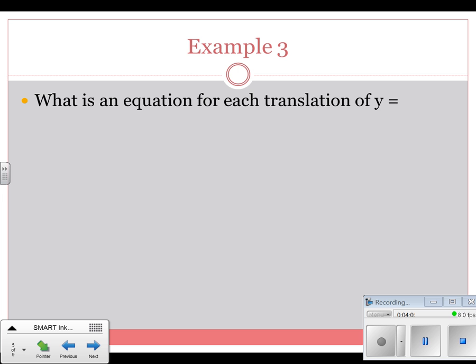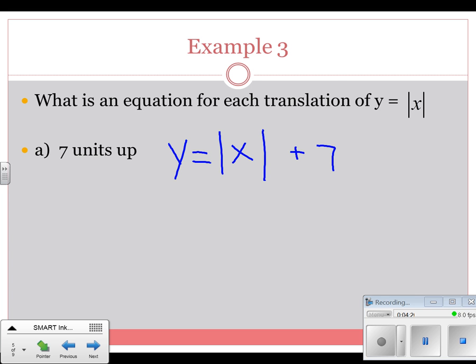So what is an equation for each translation of y equals the absolute value of x? If you're going 7 units up, that would be y equals the absolute value of x plus 7. If you are going 5 units down, it would be y equals the absolute value of x minus 5.